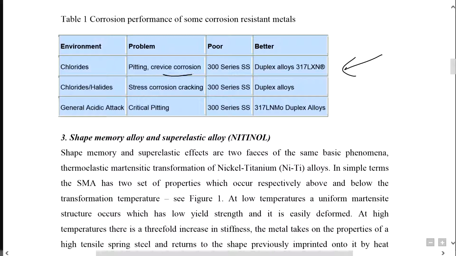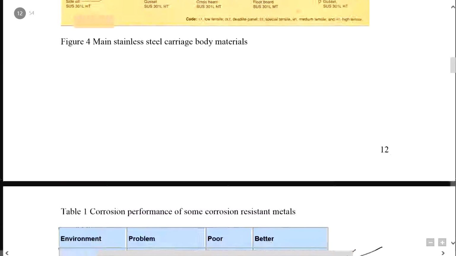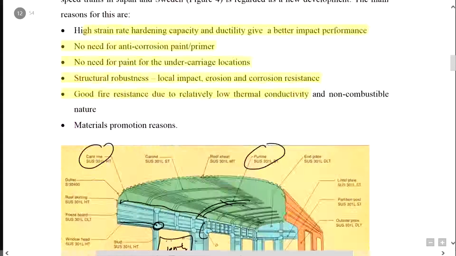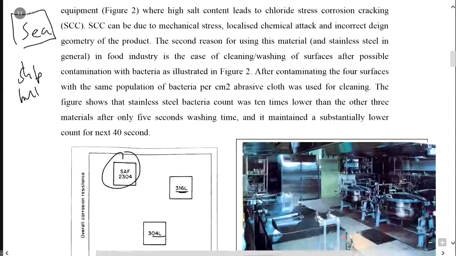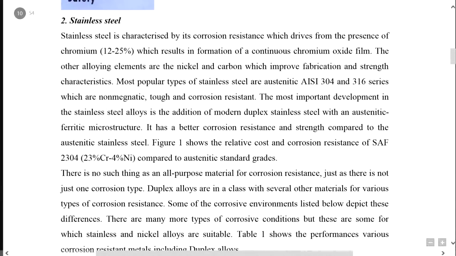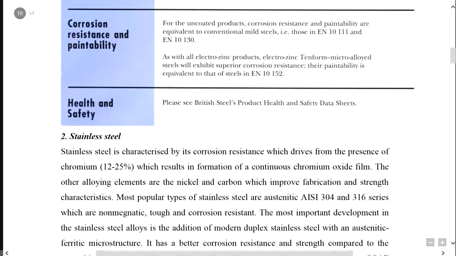Pitting, crevice corrosion, here and there. I just want to highlight all these things because it's not being discussed in the class, so I thought it would be fairly useful over here.